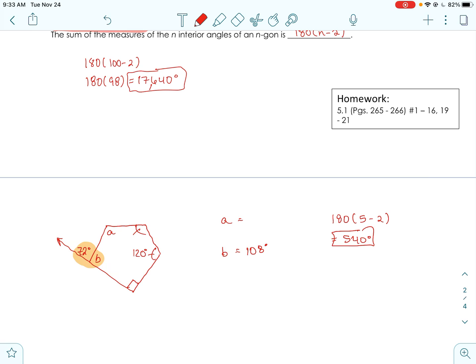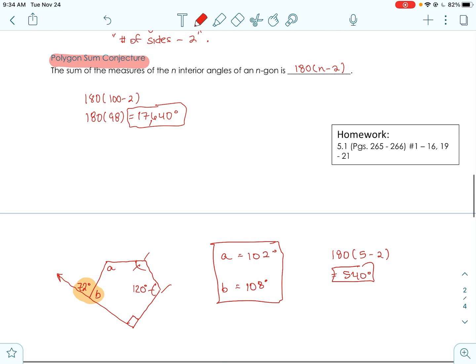And we know what B is. And we know that this angle over here is 90 degrees. And we know these two angles up here are 120 degrees. So if we take 540 minus 90 minus 108 minus 120 minus 120, we get 102. So we find out that A is 102 degrees. So that would be how you can apply the polygon sum conjecture to find the missing angles of a polygon.